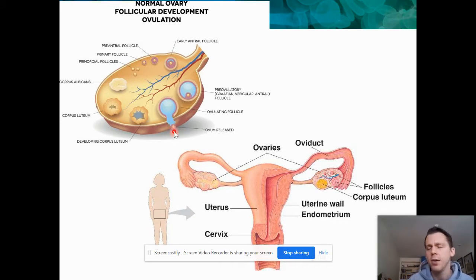And where is this egg going to go once it's released? Where is its next stop? It's going to go through these tubes, either the one on the left or the one on the right. The fallopian tubes, also known as the oviducts, are going to carry the egg to the uterus. And if that egg gets fertilized, it is going to implant in the uterus and start growing. If not, it's just going to go out.